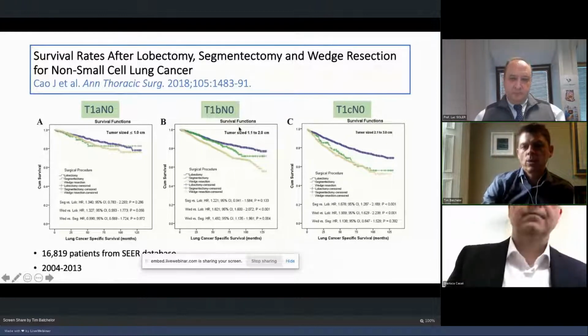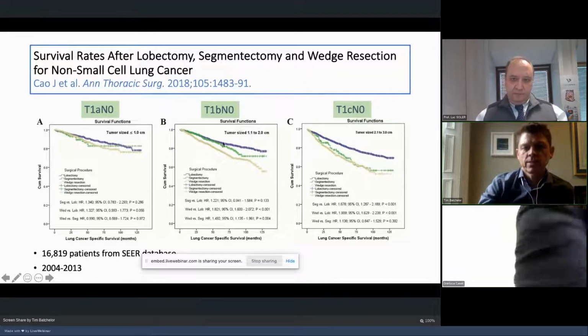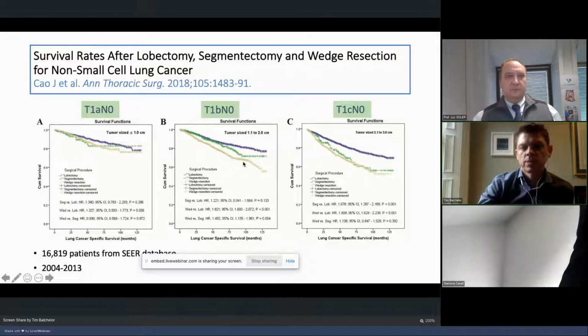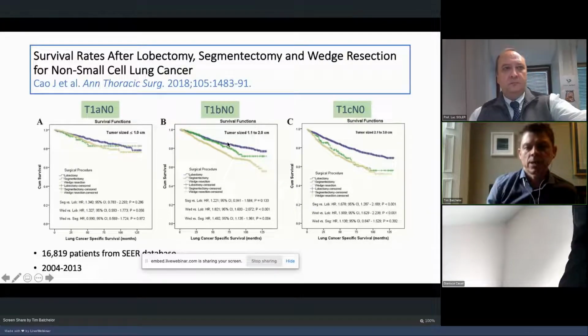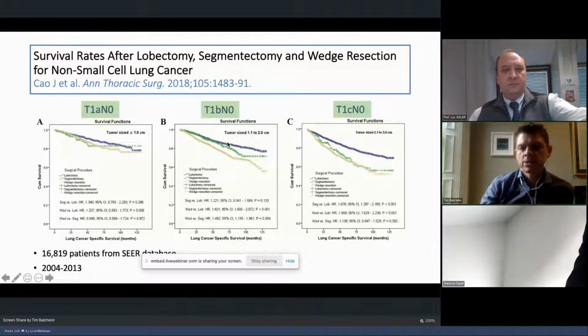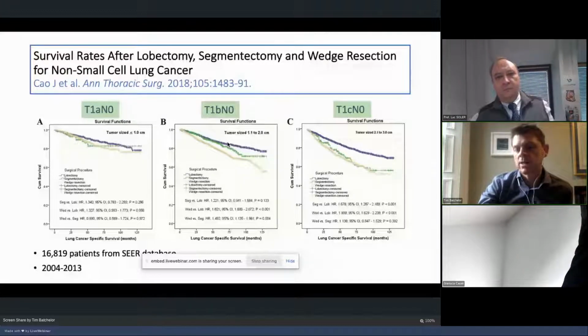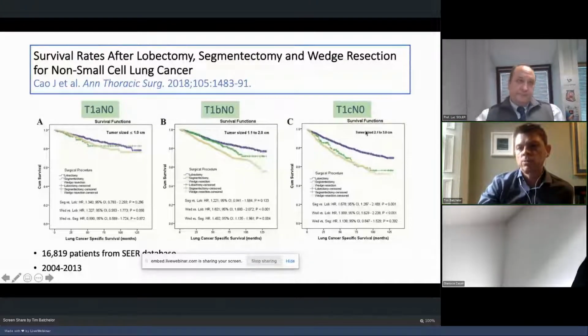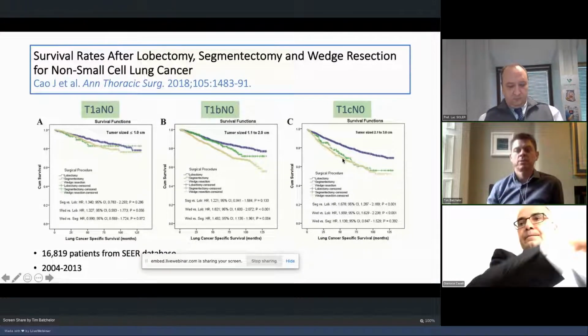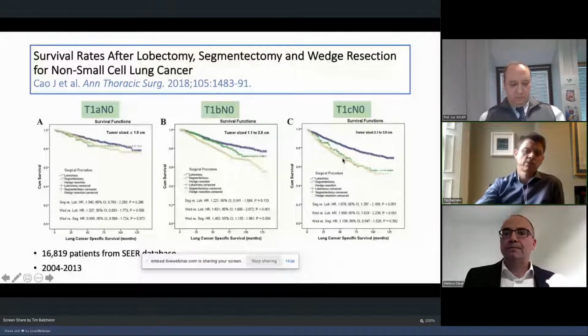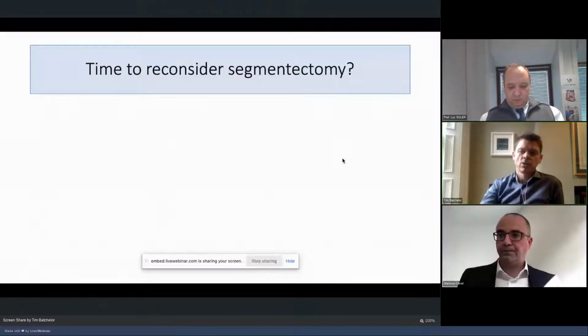When you got to 1 to 2 centimetres, then wedge resection appears to be inferior, but segmentectomy and lobectomy appear to be the same in terms of lung cancer survival. And then once you get to larger tumours, so in other words, those greater than 2 centimetres, then lobectomy is clearly superior to segmentectomy or wedge resection in terms of long-term survival. Wow, so there's quite a lot going on, isn't there?